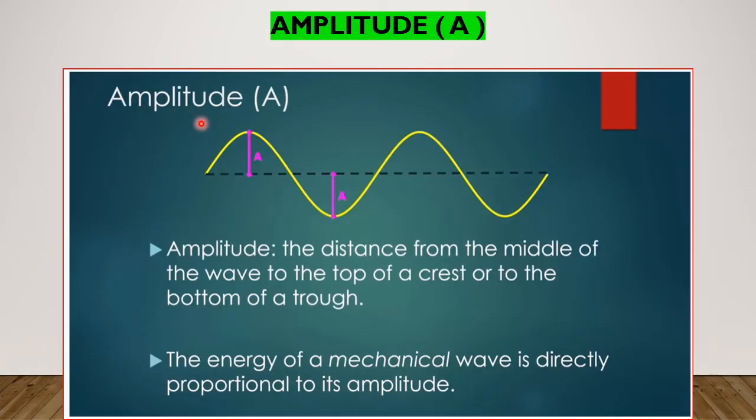Amplitude, A. Amplitude is the distance from the middle of the wave to the top of a crest or to the bottom of the trough. For example, this is the middle of the wave. The distance from the middle to the top of the crest is said to be the amplitude. Also, the distance from the middle of the wave to the bottom of the trough is also called amplitude. The energy of a mechanical wave is directly proportional to its amplitude.